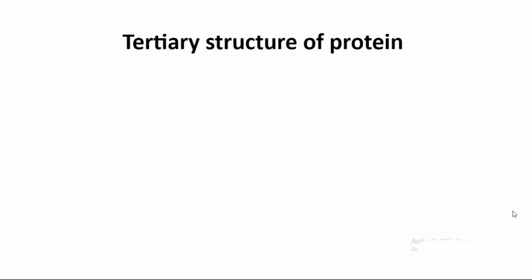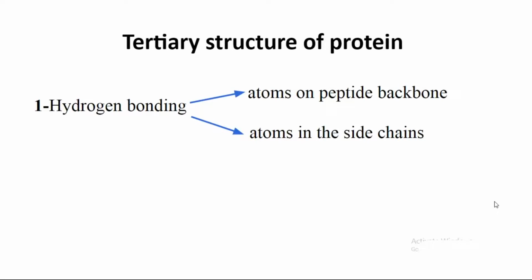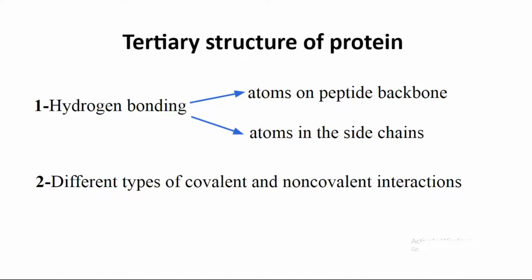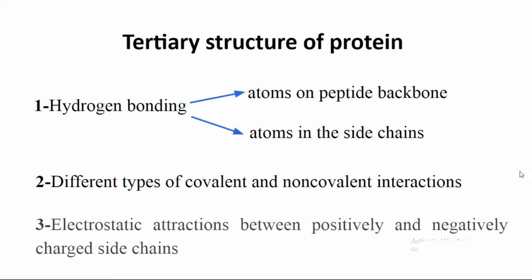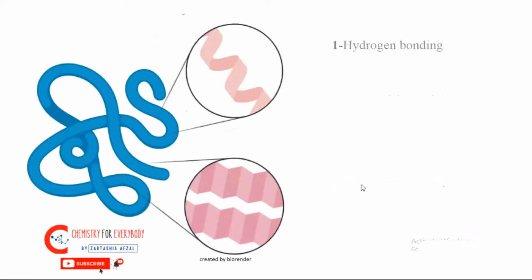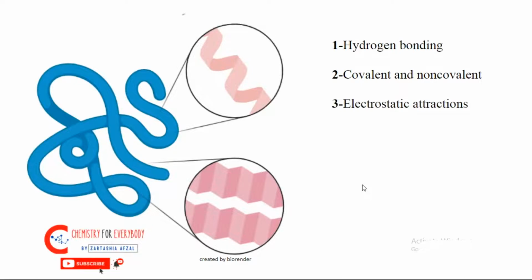So what kind of basic interactions will be present in tertiary structure to build it up? Right, there will be hydrogen bonding, and that hydrogen bonding can be between the atoms of the peptide backbone, and it can be between the atoms in side chains, right? There will be covalent and non-covalent interactions, and also electrostatic interactions between these side chains. We know that if a positive and negative charge come together, an electrostatic force will be formed. So there will be hydrogen bonding, covalent and non-covalent interactions, and electrostatic interactions, as well as the conformations of side chains getting involved in this tertiary structure.